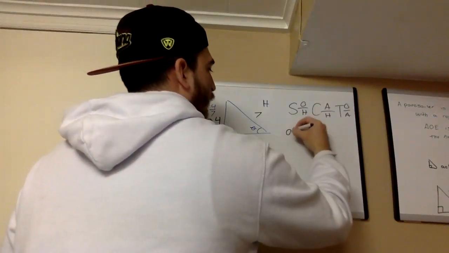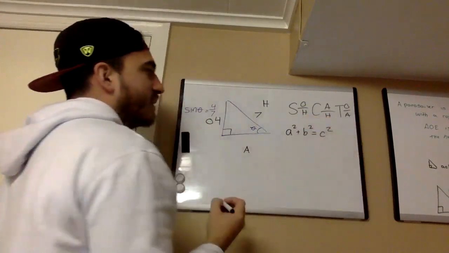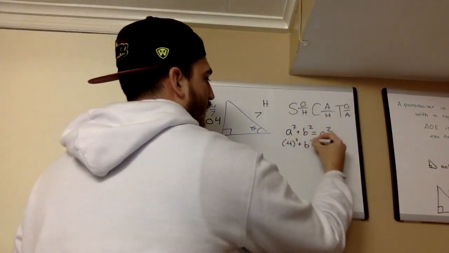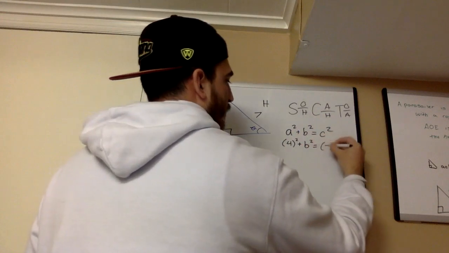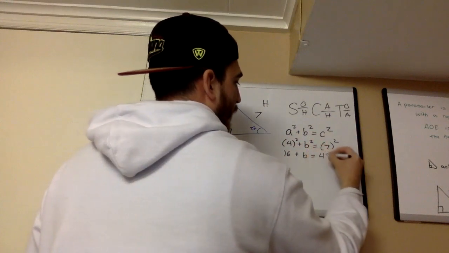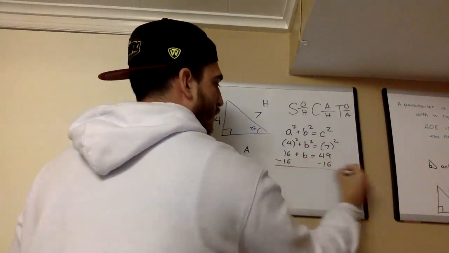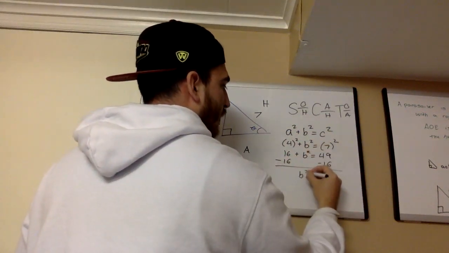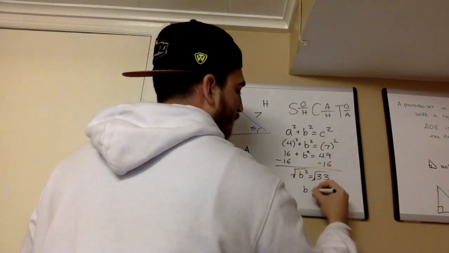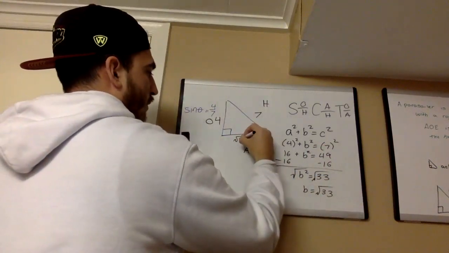So let me put down the formula again. A squared plus B squared is equal to C squared. Remember, C is your hypotenuse. So when I plug this in, I'm going to have 4 squared plus B squared is equal to 7 squared. Simplify, I got 16 plus B squared is equal to 49. Subtract 16 on both sides. Yet B squared is equal to 33. Square root both sides. You should be getting B is equal to radical 33. So we're going to plug that in. Radical 33.